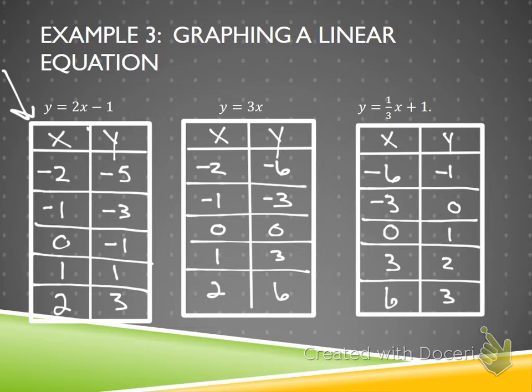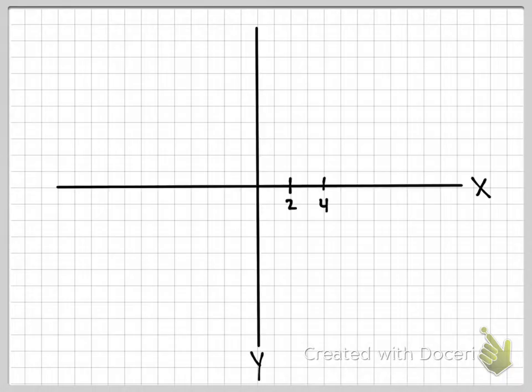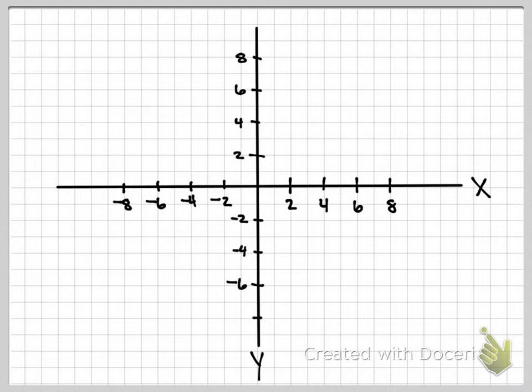So we're going to graph the first one, but if we were to graph all 3, they would all look very similar, except they would just have different sloped lines. The lines would just look a little bit different. All right, so here's how you need to set up your graphs. From your point of origin, you need to skip a block and label your 2.